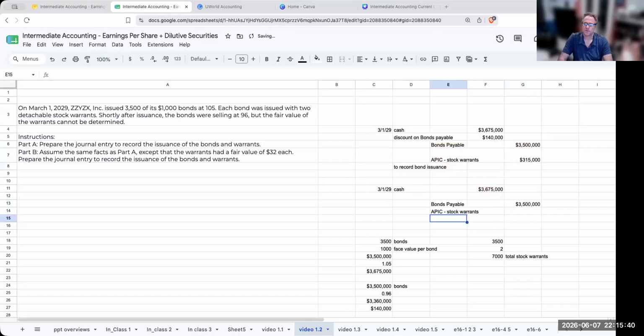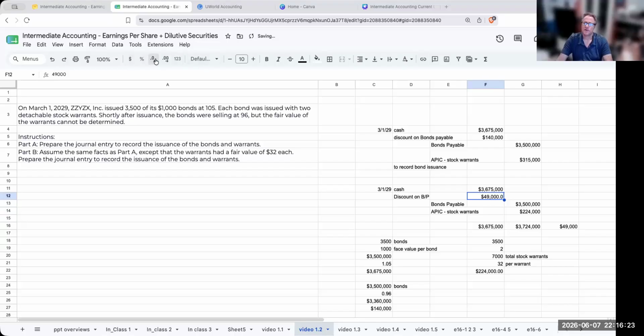However, my additional paid-in capital stock warrants is going to be different. Now that I have a value, I've got 7,000 warrants at a price of 32 per warrant. So here, my additional paid-in capital stock warrants is going to be 224,000. So now when I look at this, I've got 3,724,000. So the amount of my discount on bonds payable is now going to be 49,000.